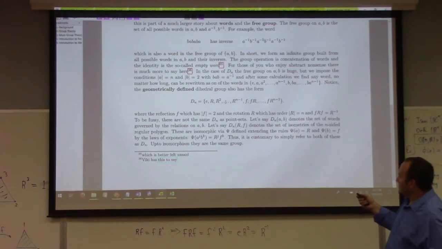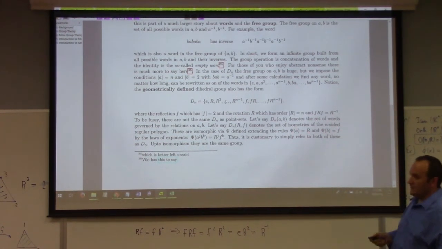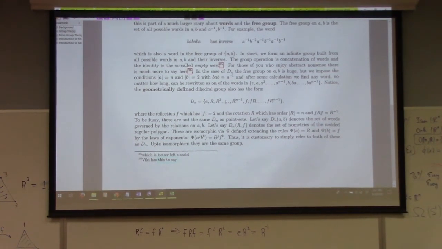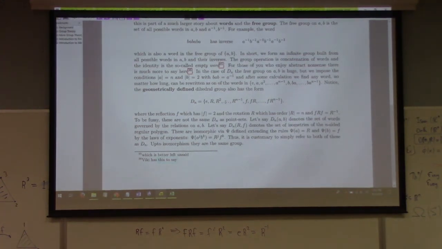And the isomorphism between the two is very simple. Psi of A is R, psi of B is F. And this is part of a larger comment: if you want to prove 2 groups are isomorphic, if they're both written in terms of generators and relations, if you can find a mapping which sends generators to generators and maintains the relations defining the group, that also suffices to define an isomorphism. That's the final theorem that I wrote in this section.